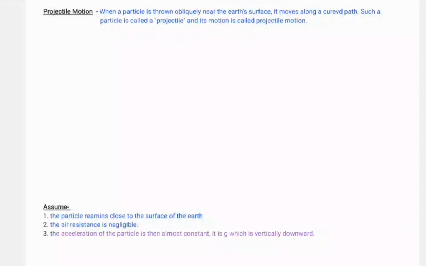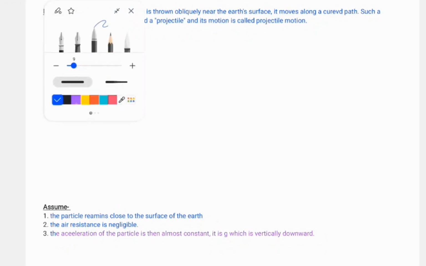Okay, in today's lecture, we will discuss projectile motion. First we will try to understand the basic concepts of projectile motion, and then we will discuss all possible cases of projectile motion along with the numericals. Okay, let's start with the basics of projectile motion.